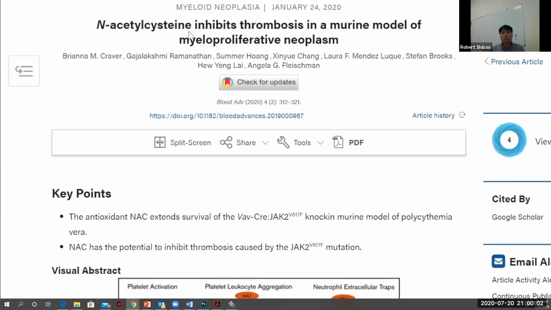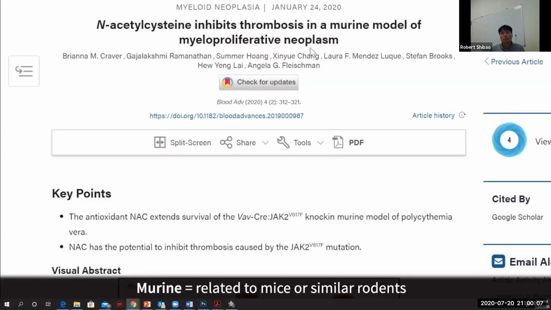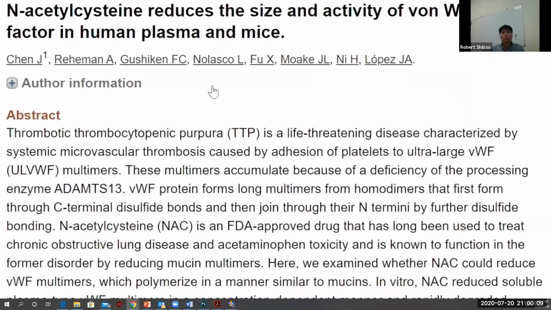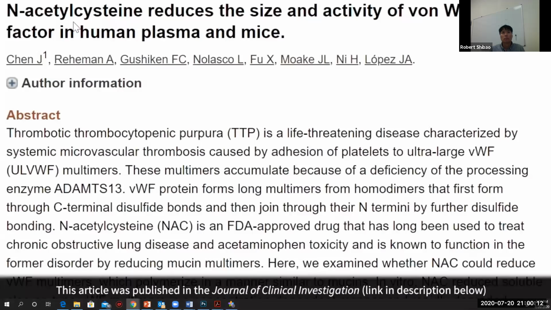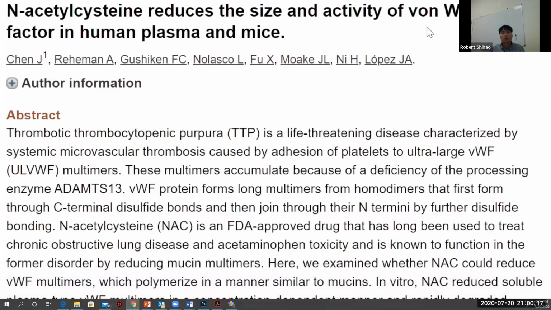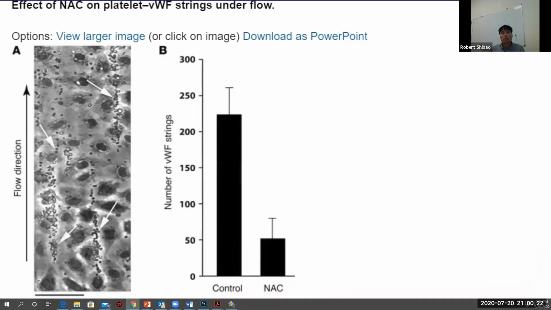N-acetylcysteine inhibits thrombosis in a murine model of myeloproliferative neoplasm. Here's another article published in 2011 showing that NAC reduced the size and activity of, you guessed it, von Willebrand factor in human plasma and in mice. And here you can see in the Journal of Clinical Investigation these long multimers of von Willebrand factor. And you can see in the control the number of strings versus that in NAC. So basically it cuts these things up.